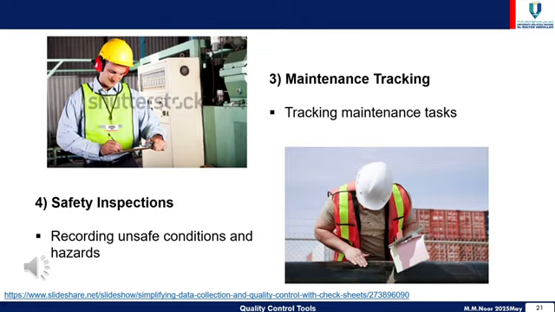Next, the worker is tracking maintenance tasks for maintenance tracking. 4. The worker records unsafe conditions and hazards for safety inspection. 5. The worker records customer complaints by type for customer feedback. Lastly, the worker records cycle times and downtime events for process monitoring.